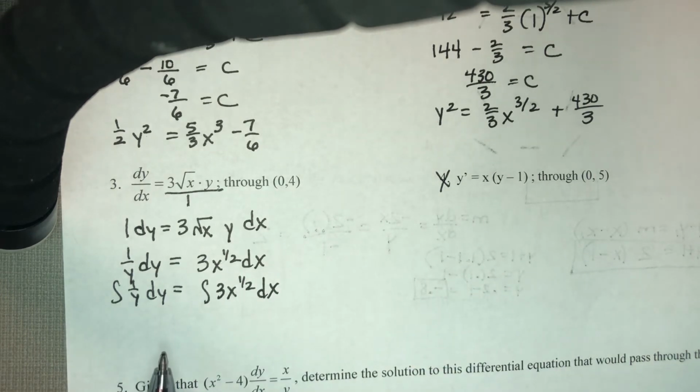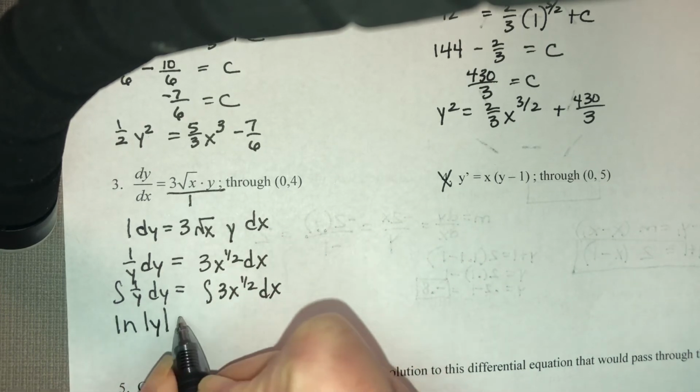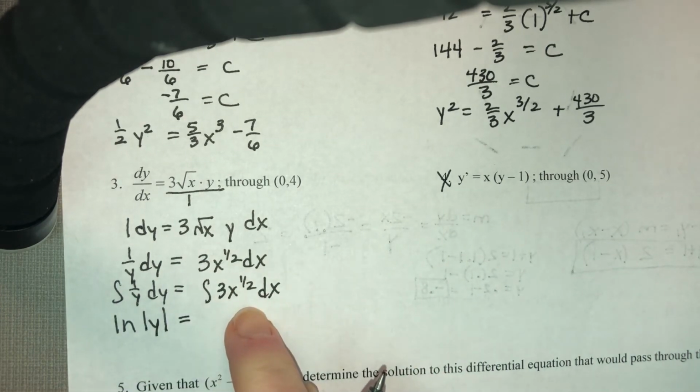So the integral of 1 over y, this is not power rule backwards. Remember, that's y to the -1, and if you add 1 to that power, you end up with a 0. And if you try to multiply by the reciprocal of 0, you end up with an undefined value. This is a note card. The integral of 1 over y dy is the natural log of the absolute value of y. We're going to hold off to put our plus c over here on the right side with the x.